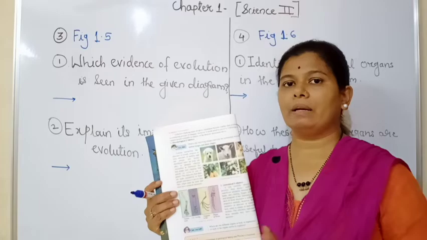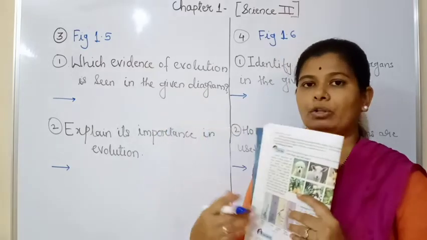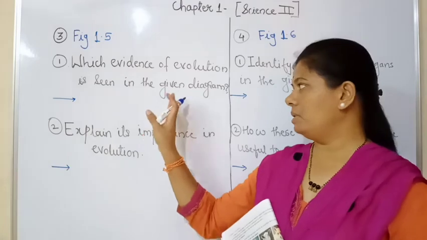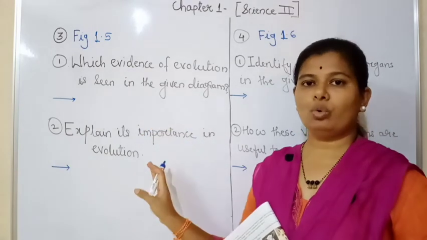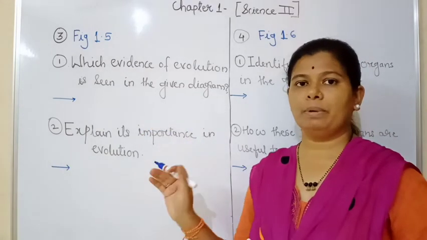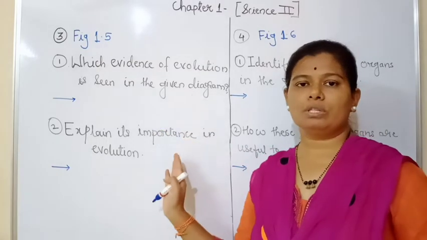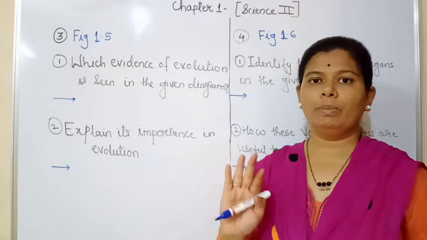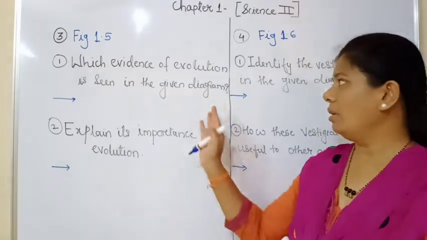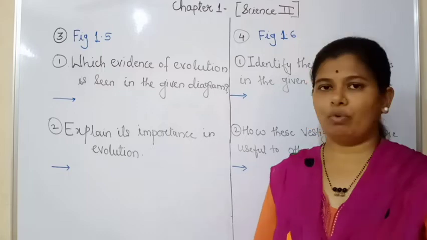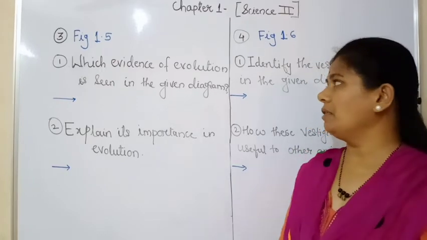The diagram will be given in the question paper, and depending on this diagram the questions will be there. Here you can see that there are 2 questions, but one question is a little descriptive, and so although there are 2 questions, it will be asked for 3 marks. Okay, so now the first question: which evidence of evolution is seen in the given diagram?